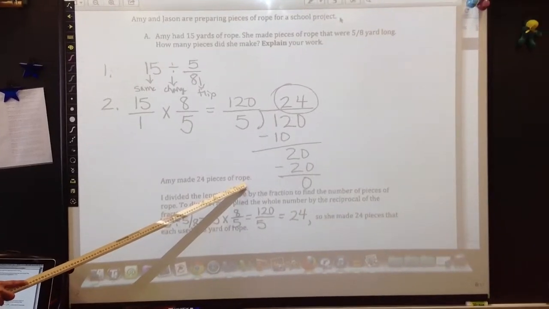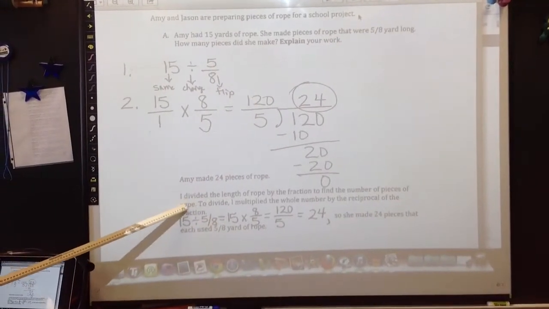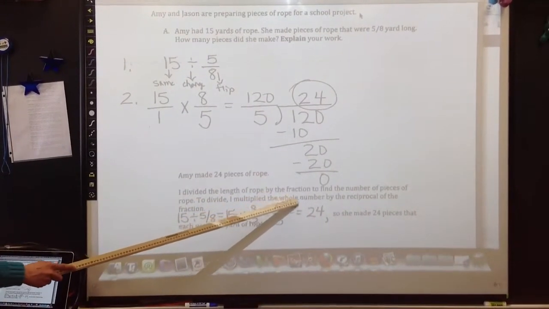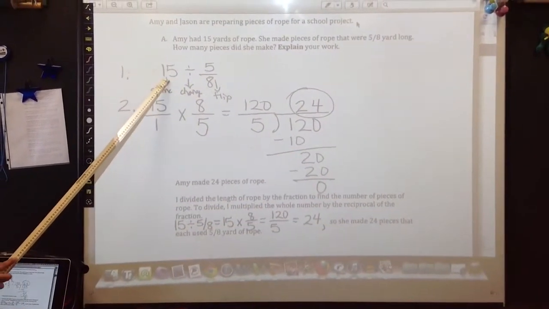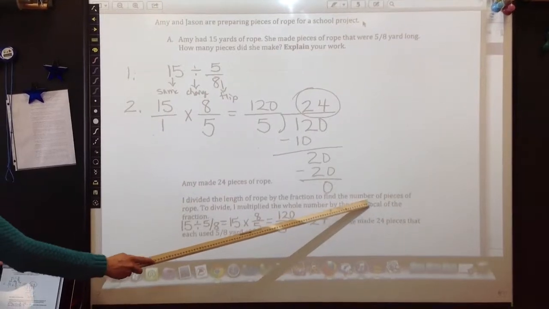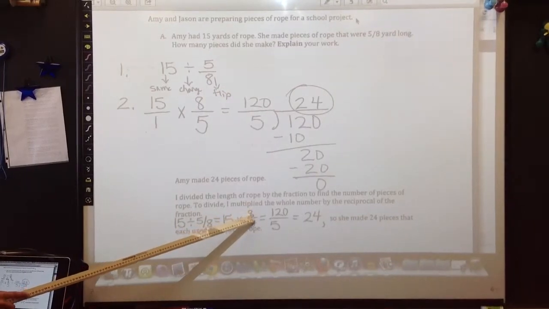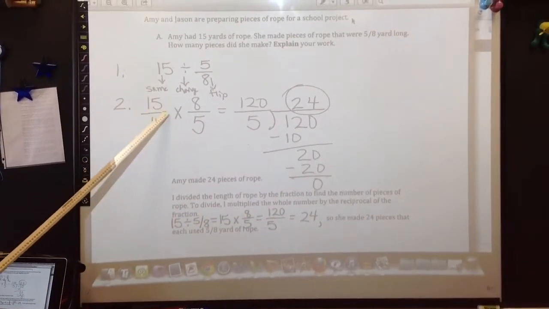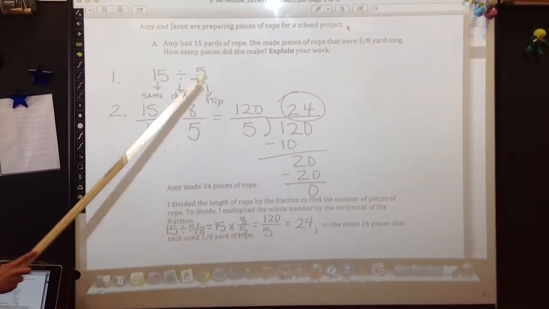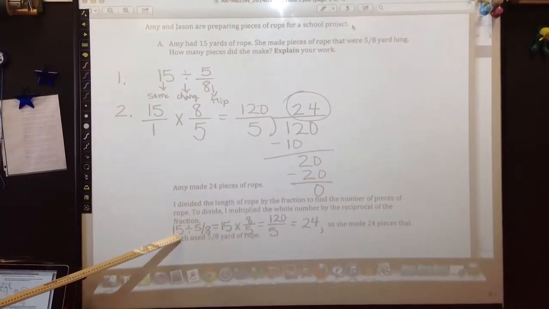That's the answer. But now I have to explain it because it says explain your work. So you're going to write down everything that you did. I divided the length of rope by the fraction. So here's the length of rope by the fraction. I divided the length of rope by the fraction to find the number of pieces of rope. To divide, I multiplied the whole number, which was this, 15, but we had to put it over 1. I multiplied the whole number by the reciprocal. This is the reciprocal of the fraction. Okay?